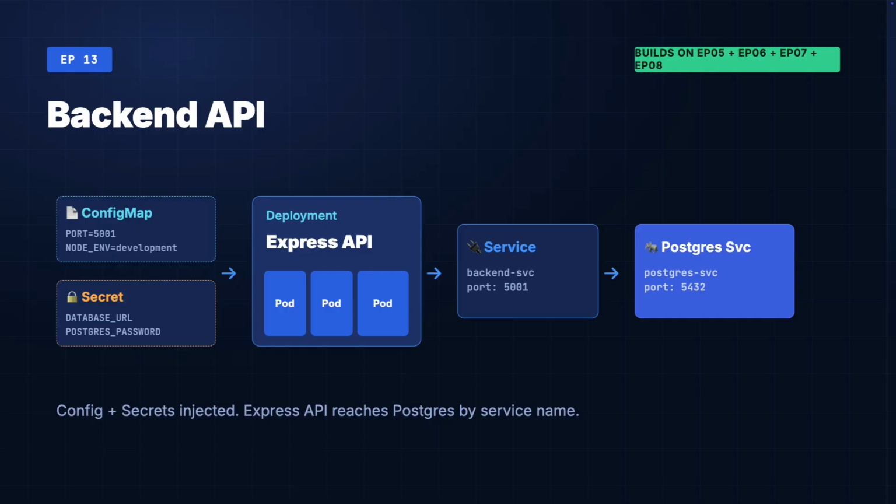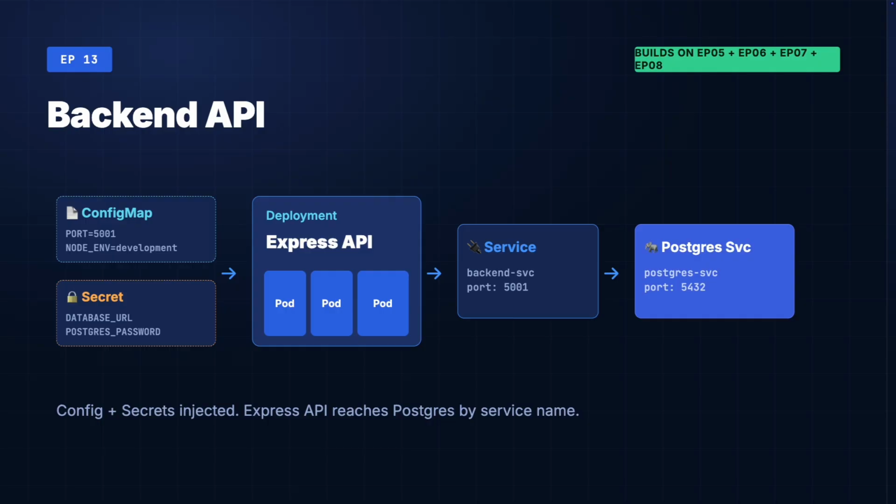The backend requires configuration values. Things like the application port and runtime environment are not sensitive. These values belong in a config map. Config maps allow us to separate configuration from application code. The backend also requires sensitive information, for example, database credentials. Instead of storing those values inside our source code, Kubernetes injects them through secrets.